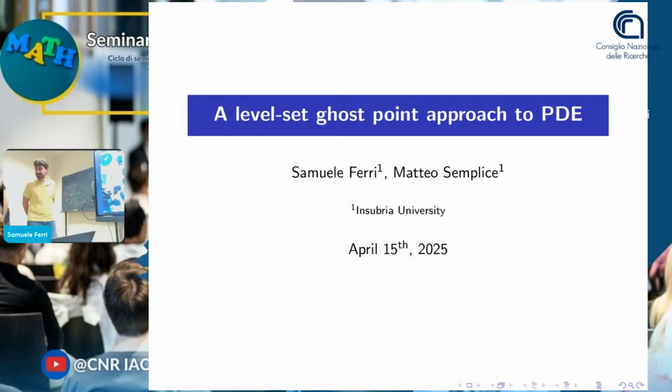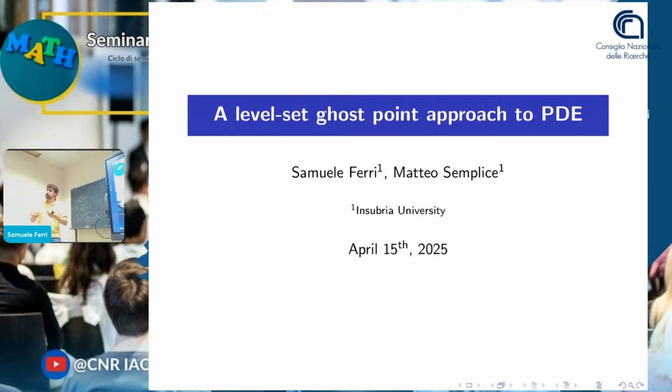Thank you, Nicola, for the presentation and for the opportunity to be here and present a piece of my research. So, the title of the seminar is A Level Set Ghost Point Approach to PDE. This seminar is going to be a useful talk to share techniques you can apply in your future projects, which are the level set method and the ghost point strategy. But later we will see a combination of both in an example.